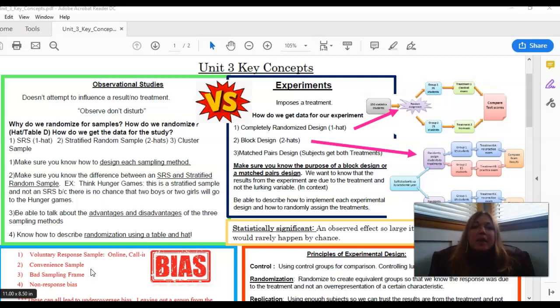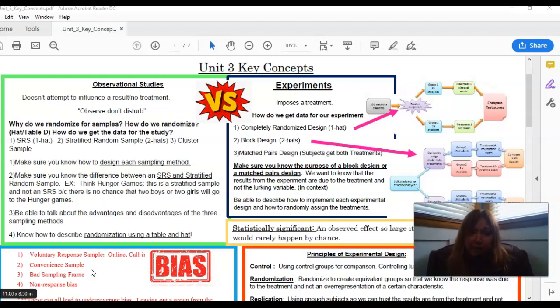Okay, let's talk about that with an observational study versus an experiment. So first let's talk about that observational study. I have that phrase, observe, don't disturb. Now, what I could do is imagine me, I'm in the classroom and people are walking into the classroom. And on the way in, I just decide the first 10 people that come to the classroom, I'm going to ask them if they like Yo-Yo Ma or not. Is that okay? No, because it's not random.